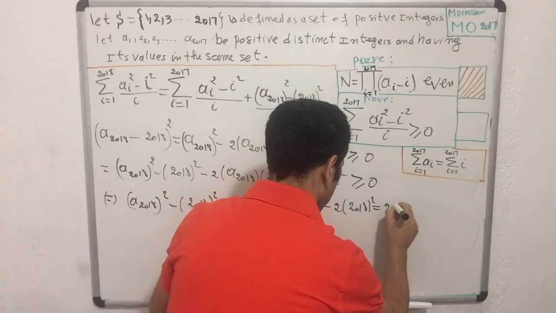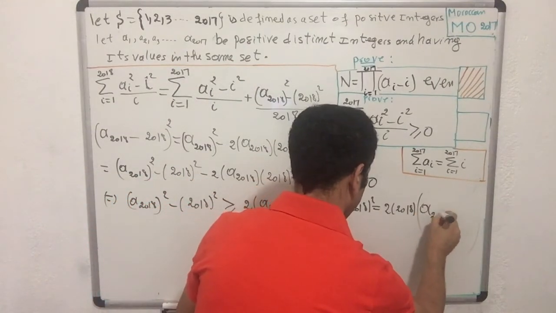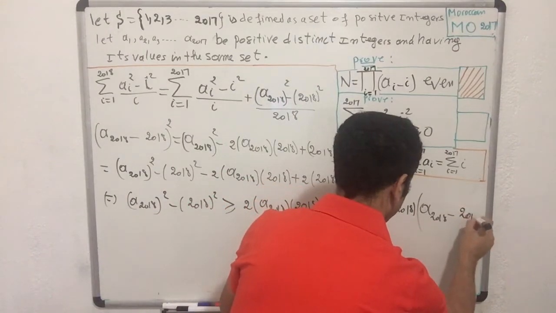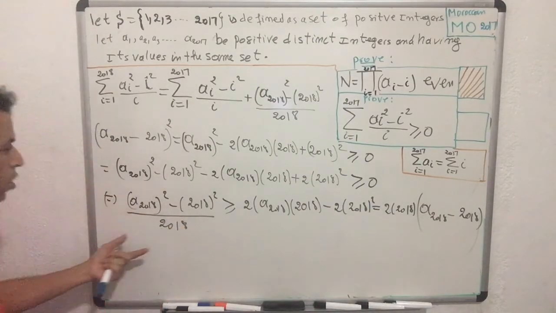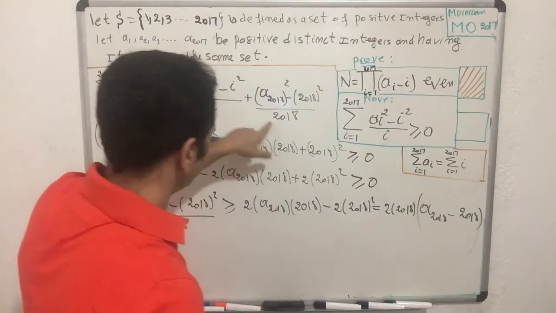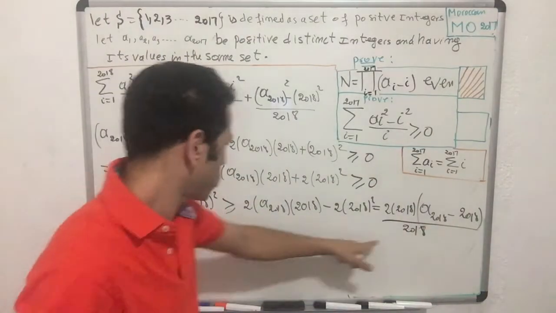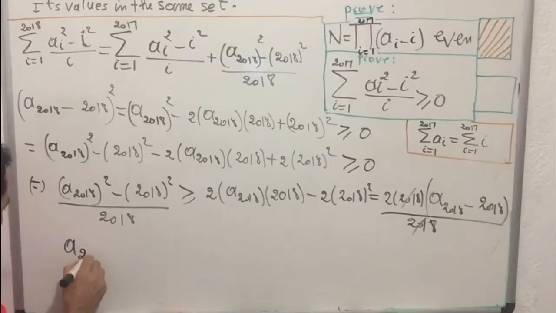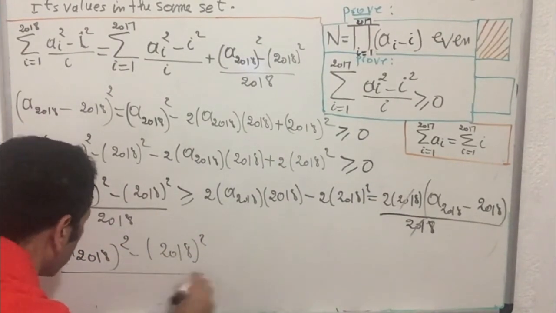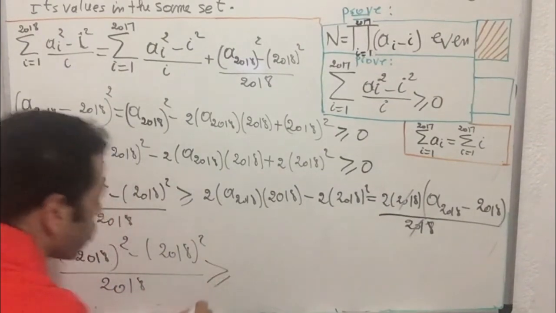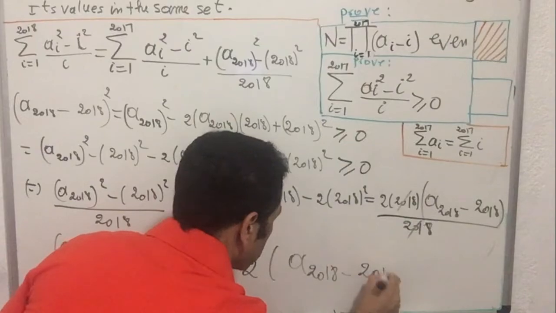Number 2 multiplied by 2018. Factor A sub 2018 minus 2018. At the same time I'm going to divide by 2018 on both sides, because we have here, I'm going to write this one as it is here: A sub 2018 square minus 2018 square over 2018 superior or equal to 2 times A sub 2018 minus 2018.